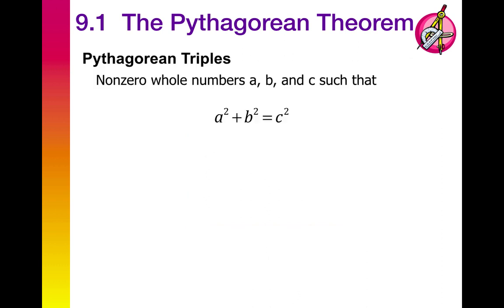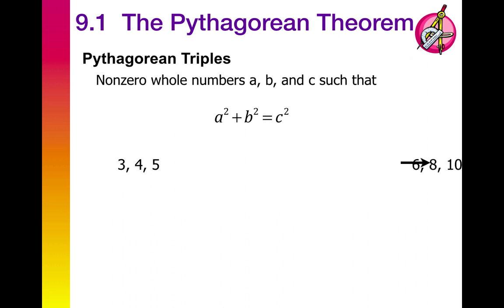Pythagorean triples is when you have three integer numbers such that a squared plus b squared equals c squared. So the most simple one that we have is 3, 4, and 5. If you take 3 squared plus 4 squared, you're going to find that it is equal to 5 squared.